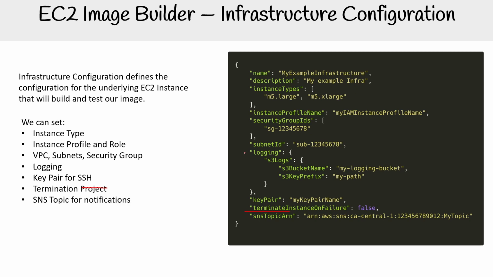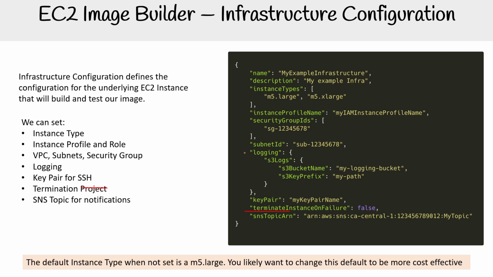SNS topic for notifications. The default instance type, when not set, is an M5 large. And in the video, I was confused because I did the labs before I did the slides here because I wanted to make sure that I had the information accurate. But when EC2 Image Builder first came out, you couldn't change the instance type. All there was was an M5 large.